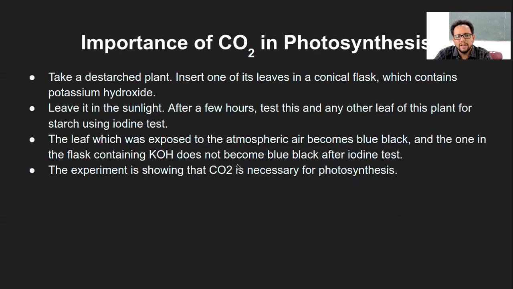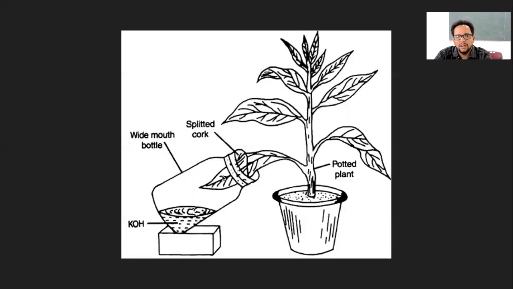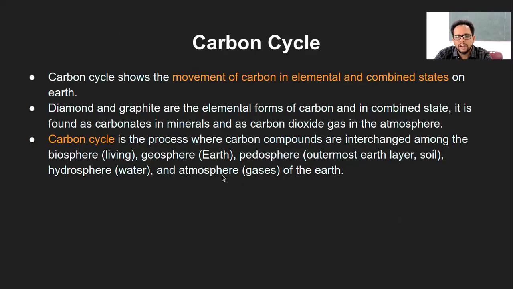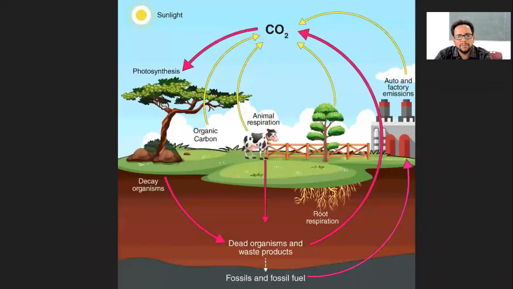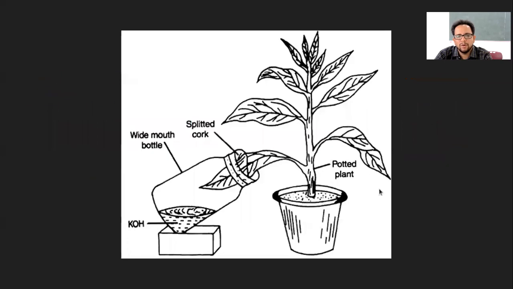So that is the experiment which proves that a particular plant will always need carbon dioxide for the process of photosynthesis. So that is all about this. The carbon cycle is not there in the syllabus, so I am not doing it at all.